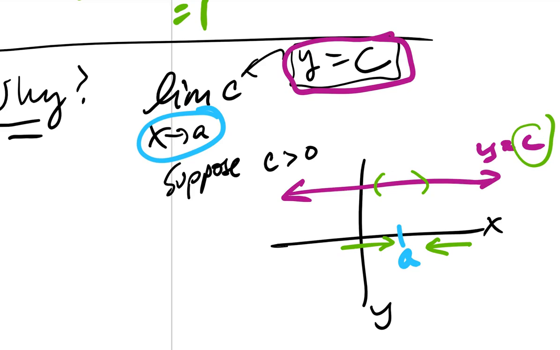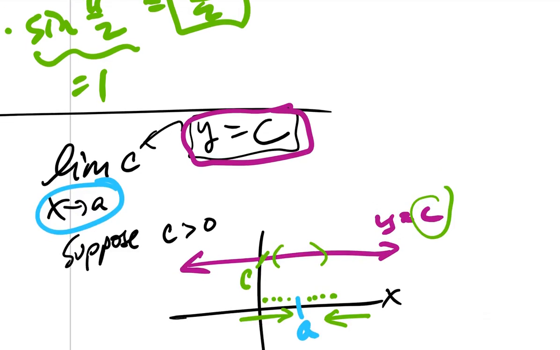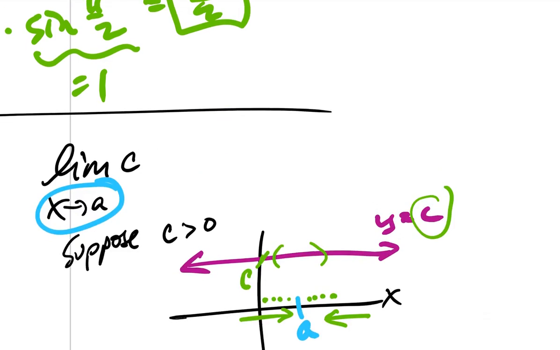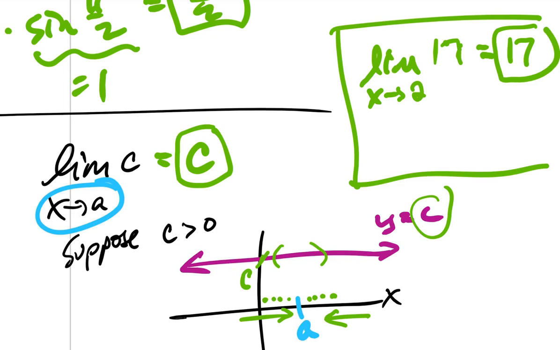I'm sorry, it's going to be c, because this number right here is c. Okay? So no matter how far out from a you go, the value of the function is always going to be c. So this one's actually pretty simple, unless you're not getting the concept. This limit is just going to be c itself. Okay? So a little mini example of this would be the limit as x goes to 2 of 17 is just 17.